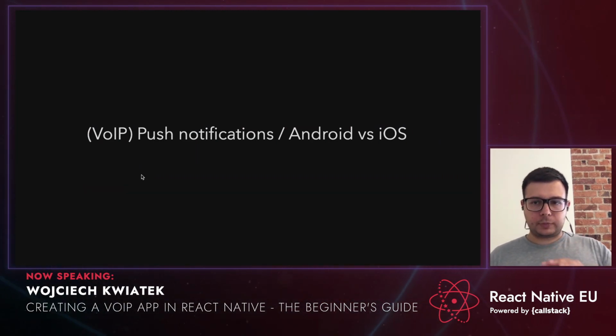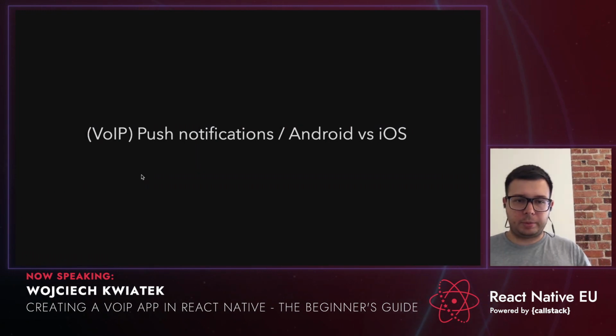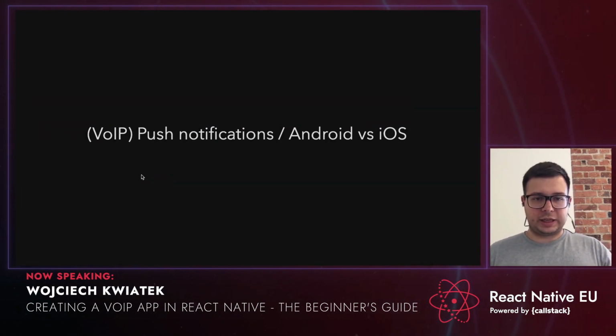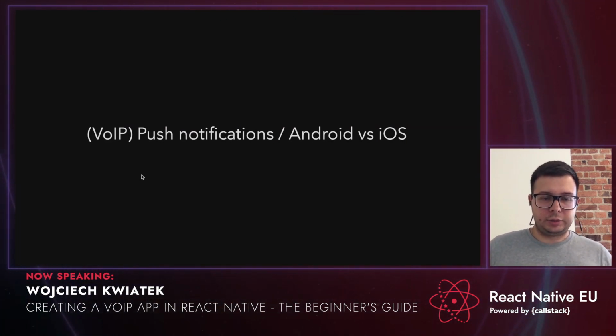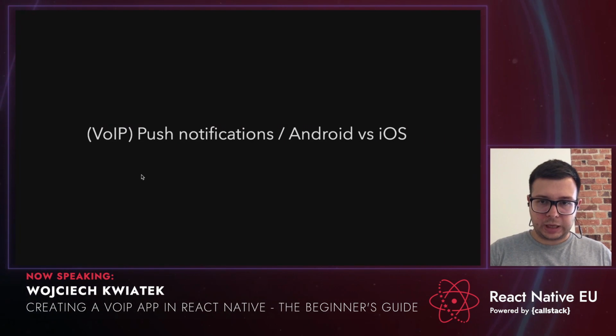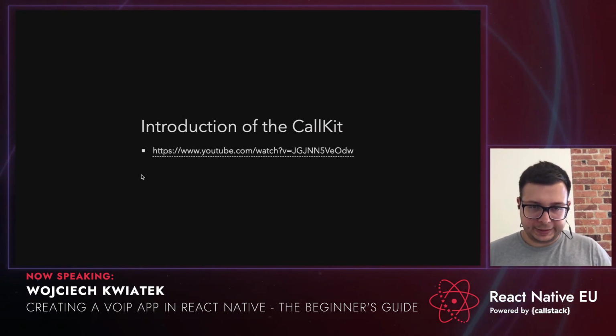Because on iOS, you definitely should use the VoIP because the priority of such a notification is much higher. And starting with iOS 13, it's actually strictly bound to the call screen. So let's talk about the call screens then.